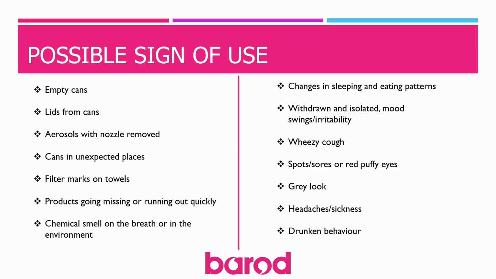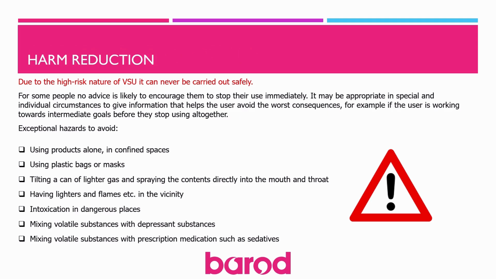These are some of the possible signs of use to look out for. You might see empty cans, lid from cans, aerosols with nozzles removed, cans in unexpected places, filter marks on towels, products going missing or running out quickly, chemical smell on the breath or in the environment, changes in sleeping and eating patterns, withdrawn and isolated mood swings, irritability, a wheezy cough, spots, sores or red puffy eyes, that grey look, headaches, sickness, drunken behaviour. Let's end this bite-sized learning on some harm reduction.